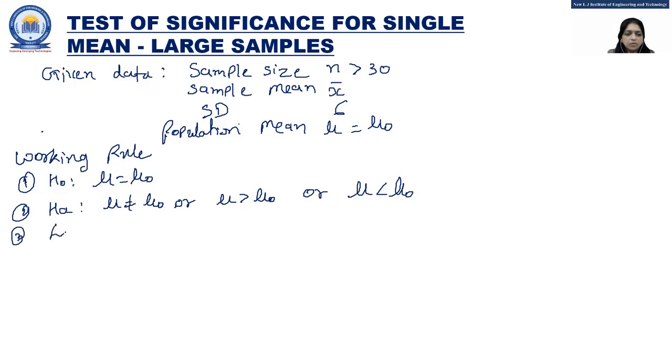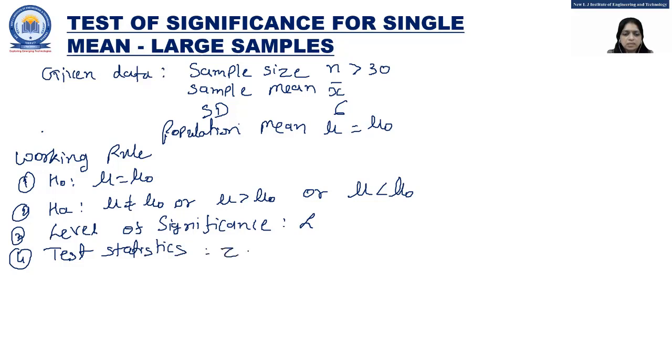Third one, level of significance, denoted by alpha. That alpha is already given in the data. If alpha is not given, we have to consider alpha is equal to 0.05. Now, test statistic. For the test statistic Z, the formula is x bar minus mu upon standard deviation sigma upon root n. From this, we have to find the value of mod Z.